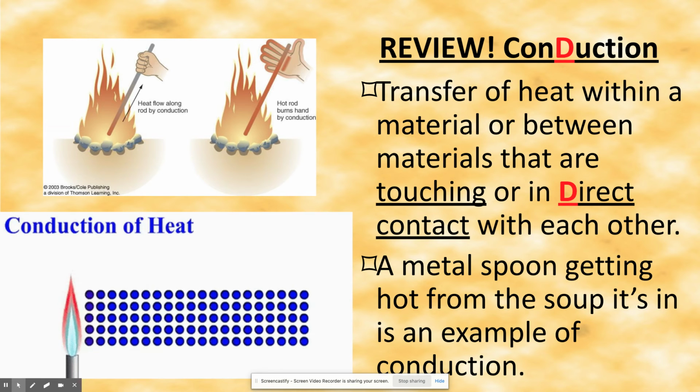Now, conduction has a D in it, so that helps you remember that it's direct contact. So, transfer of heat within a material or between materials that are touching or in direct contact with each other. An example is a metal spoon that gets hot from the soup that it's in, right? Or here, if you see the metal rod, like we did in the lab, where we could touch the copper or the aluminum and it got hot because the heat was transferred from the hot water through the metal rod to your hand. So it's direct contact, and that's conduction.